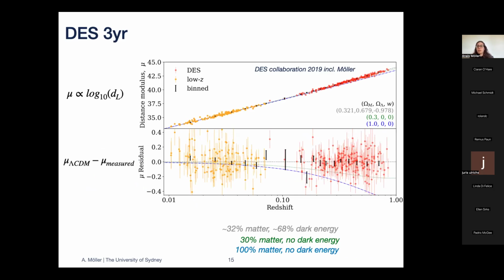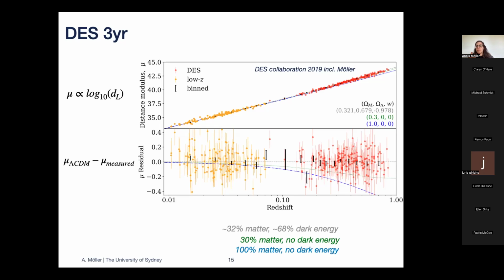And this is what we call a Hubble diagram. So it's basically the luminosity, which is the luminosity distance, or distance modulus, we call it, as a function of redshift. And all of these yellow and red points, those are type 1a supernova.